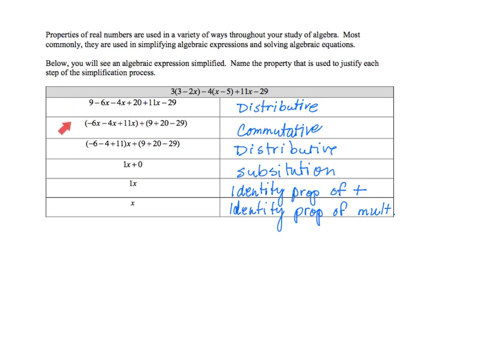Now, no one would solve an equation or simplify an expression using that many steps. But it's really good to see what's going on and how these properties apply.